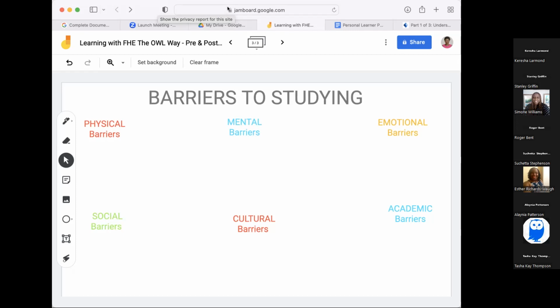I see someone in the chat. Ah, yes. Anyone knows about any emotional? So one emotional barrier that I can think of at this point is, for example, burnout. Or if you have a death in the family or something like that, it becomes emotionally overwhelming, and so you can't study. Anxiety, yes, it's real. That's another emotional one.